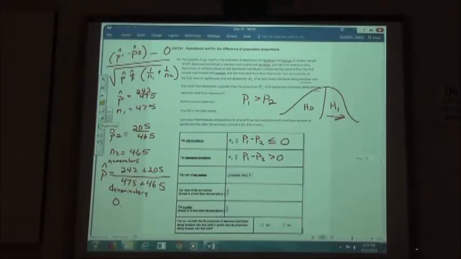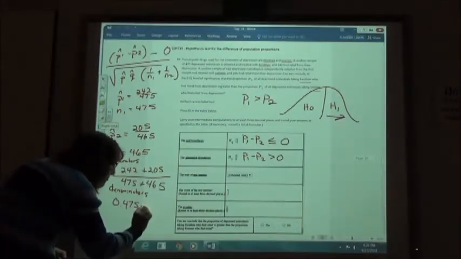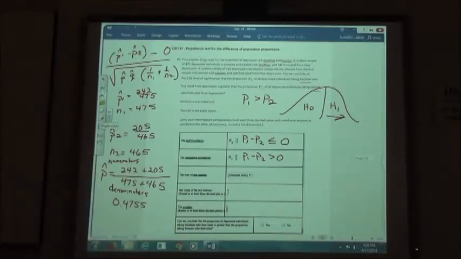Let's see what we got punched in there. 242 plus 205, then highlight that whole thing, divided by 475 plus 465. Yep, that's the right number: 0.4755. Rounding that off anyway.